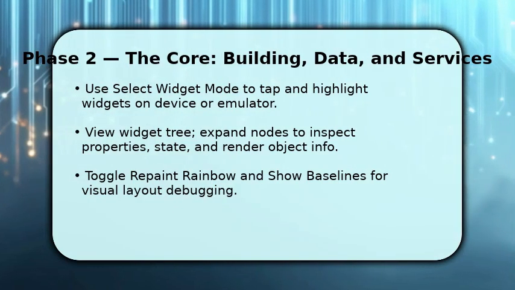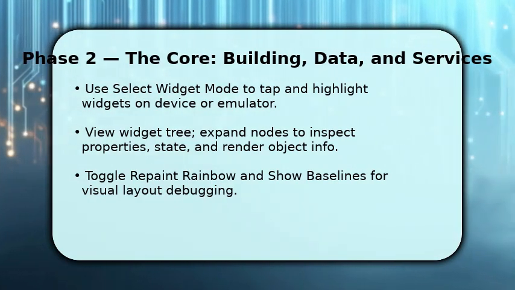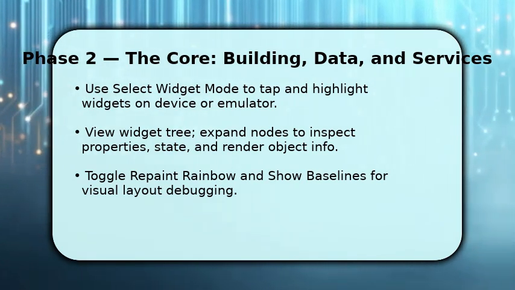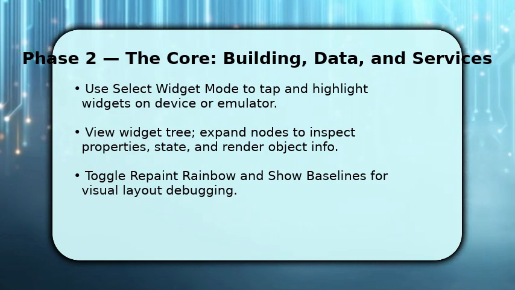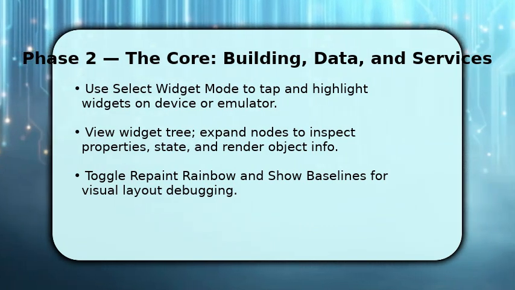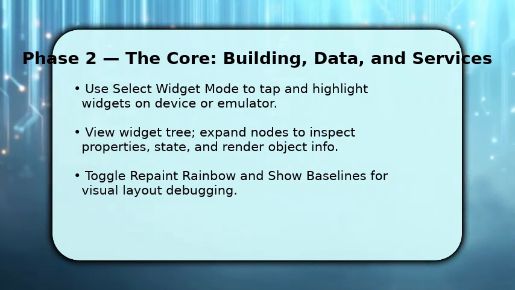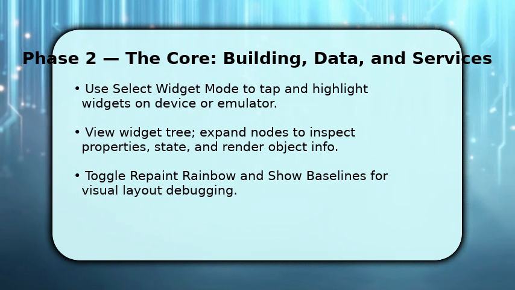Once the inspector is open, enable Select Widget Mode to tap widgets on the emulator or device. This highlights the corresponding node in the tree. Then expand widget nodes to examine constructor properties, state, and render object metrics. This explains why spacing or constraints behave as they do.